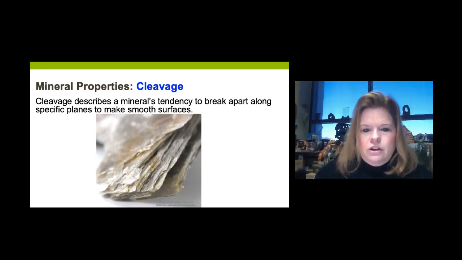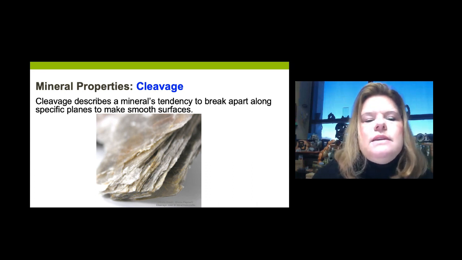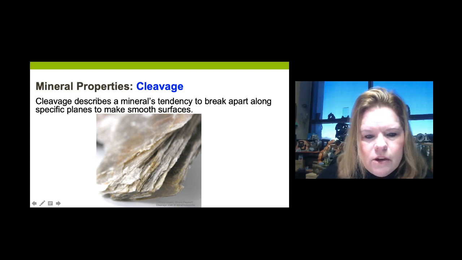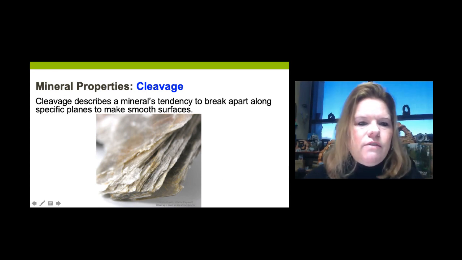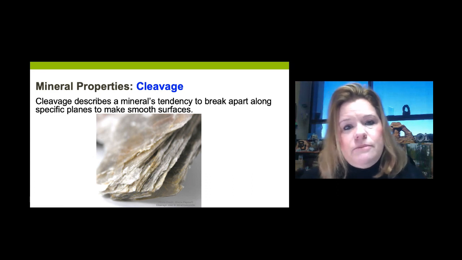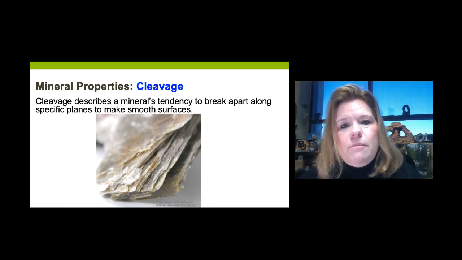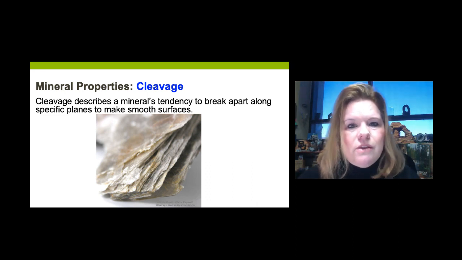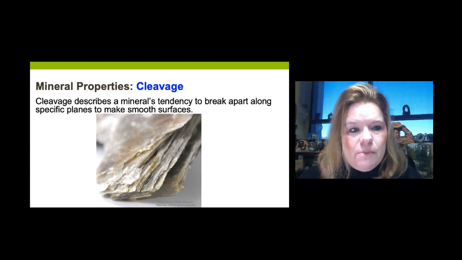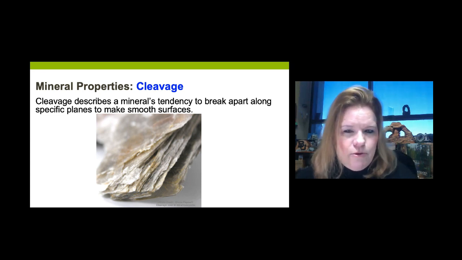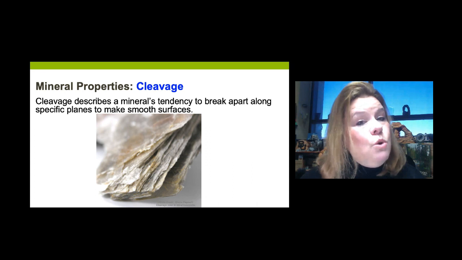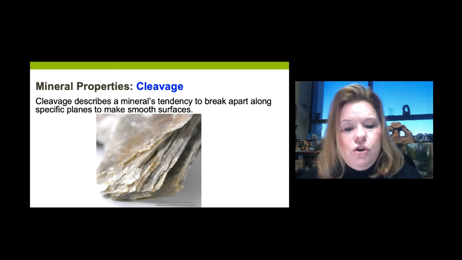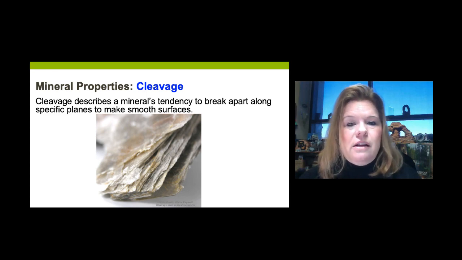For cleavage, this is some mica, or muscovite, of mine that I took a picture of. See how it peels apart into layers? That's a great example of cleavage. There are a lot of different types of cleavage, and minerals can break apart along multiple plane directions, which gets really complicated in mineralogy. But for this class, we're just going to describe cleavage as a tendency to break apart along specific planes that make smooth, nice surfaces. So mica would be a superior choice for looking at cleavage.